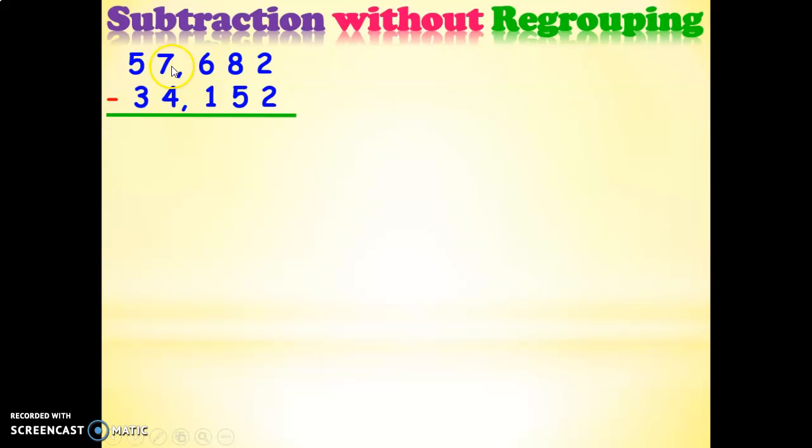Now that you had a short practice for subtraction, let's continue with subtraction without regrouping. Now this will be our example. We have 57,682 minus 34,152. Now how are we going to answer this column subtraction without regrouping?